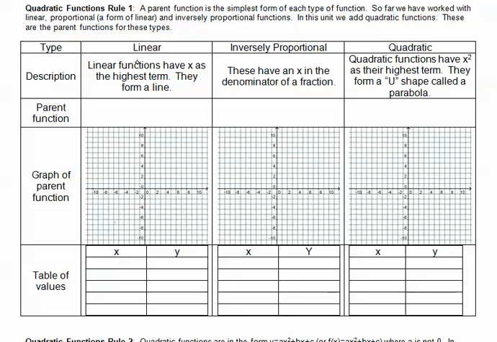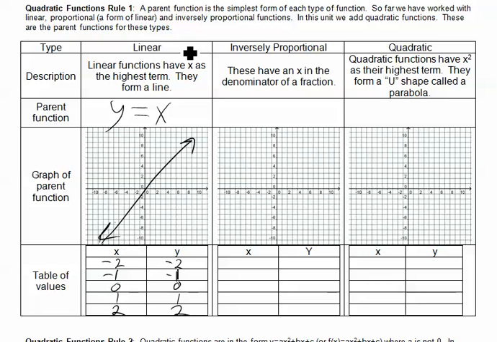So the parent function for linear is y equals x. What that means is that for every x, y is going to be the same exact value. And it forms a straight line.